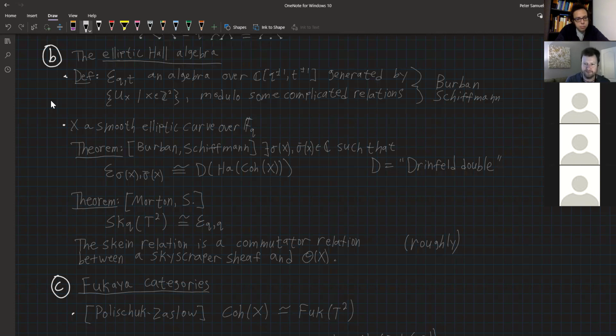But anyway, what does this theorem say? It says that the Skein relation is a commutator relation in this Hall algebra. You do have to be careful about this parameter.